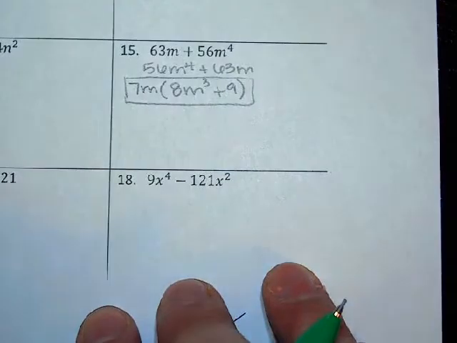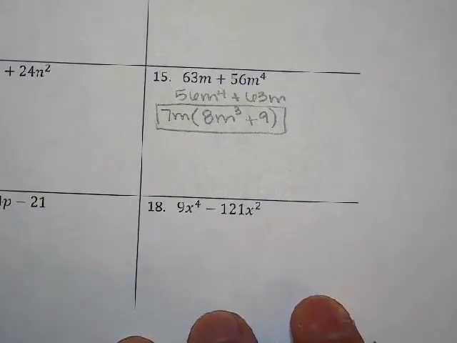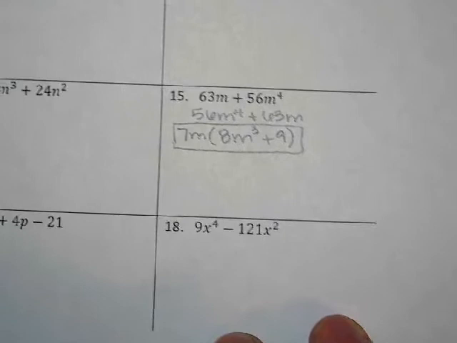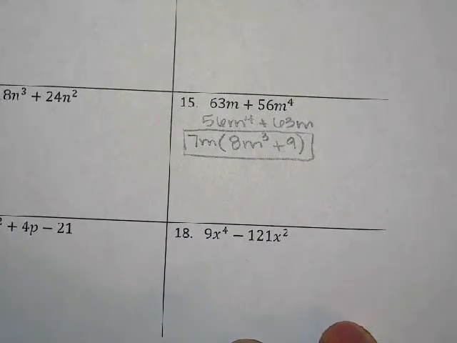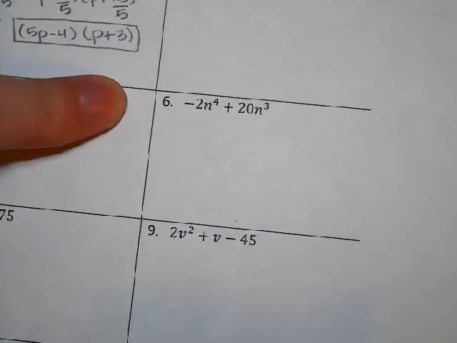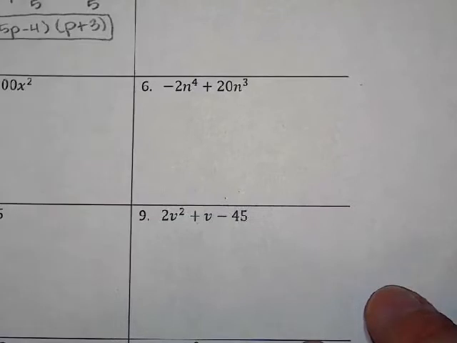All right, anything else on the sheet that's making you feel rusty? How do you guys feel about number 6 with that negative in the front? You guys feel fine about it? Okay. Yeah, so you take the negative, it's a GCF. And if you have a negative in the front, you always got to take the negative out.